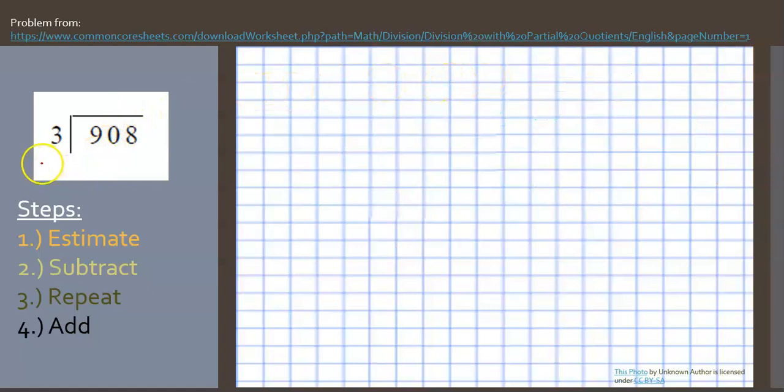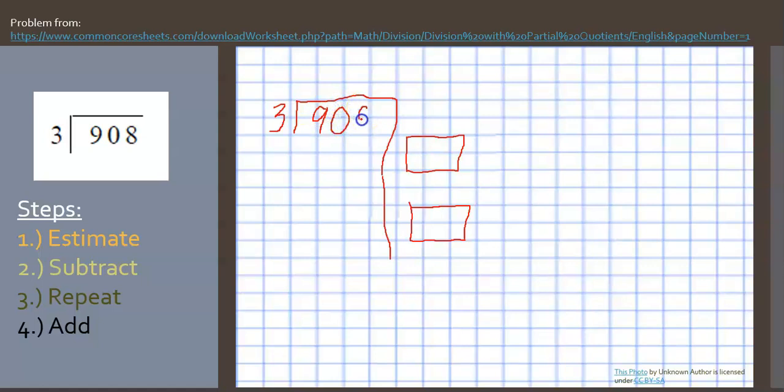Okay, so my next one is 908 divided by 3. So remember, I'm going to set up my partial quotients method, which I write my 3, which is my divisor, and then I draw this little hangman structure, and I add my boxes. So that's how I'm going to start off every problem that I do. Okay, now I'm going to add my dividend, which is 908. Okay, so here my problem is set up, and I'm ready to start the steps to divide.